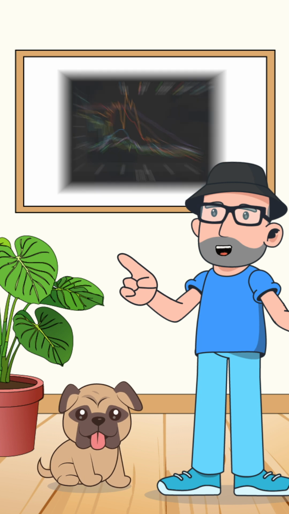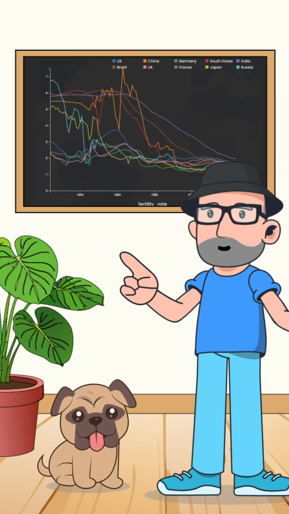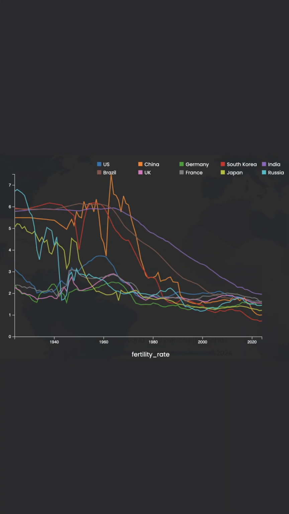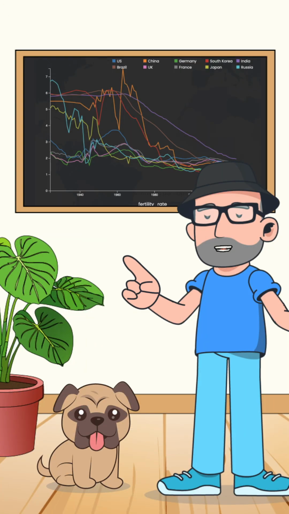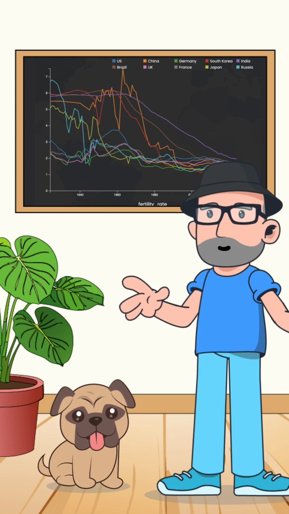If we take a look at this graph, it is, well, not self-contained. This graph appears to look at fertility rates across different countries over time. You have 10 countries over what appears to be about 100 years. The labels are a great mix of inaccurate, misplaced, and absent, so we'll go through them one at a time.